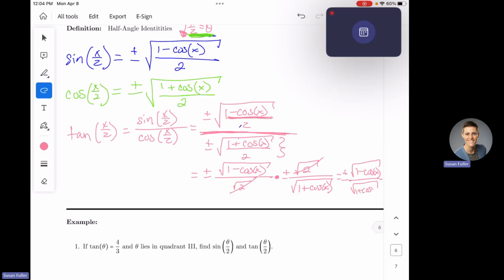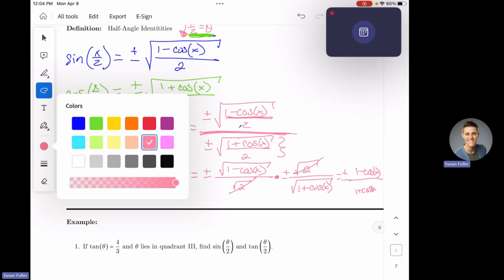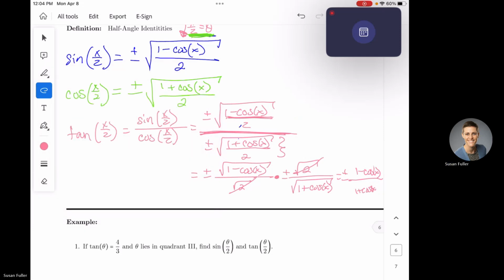And the one I gave you in class just writes that whole thing over one square root instead of two separate ones. So I can just get rid of this one and put one big one over everything. And so that's where this one comes from.